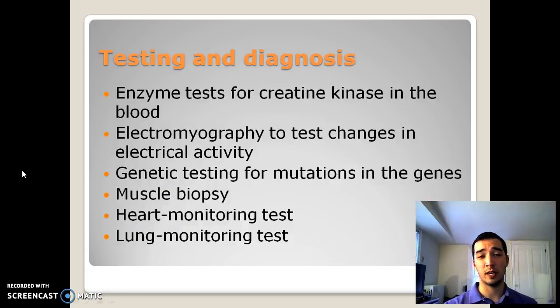So there are many ways to test and diagnose muscular dystrophy. Common ways are an enzyme test for creatine kinase in the blood, and creatine kinase is usually secreted due to muscle damage. You can also do an electromyography to test changes in the electrical activity of the muscles, to see if they're working correctly. You can also do genetic testing for mutations in the genes. You can also do a muscle biopsy to check if there's any dystrophin present in the muscles. Heart monitoring tests and lung monitoring tests are also common, but are usually done later.